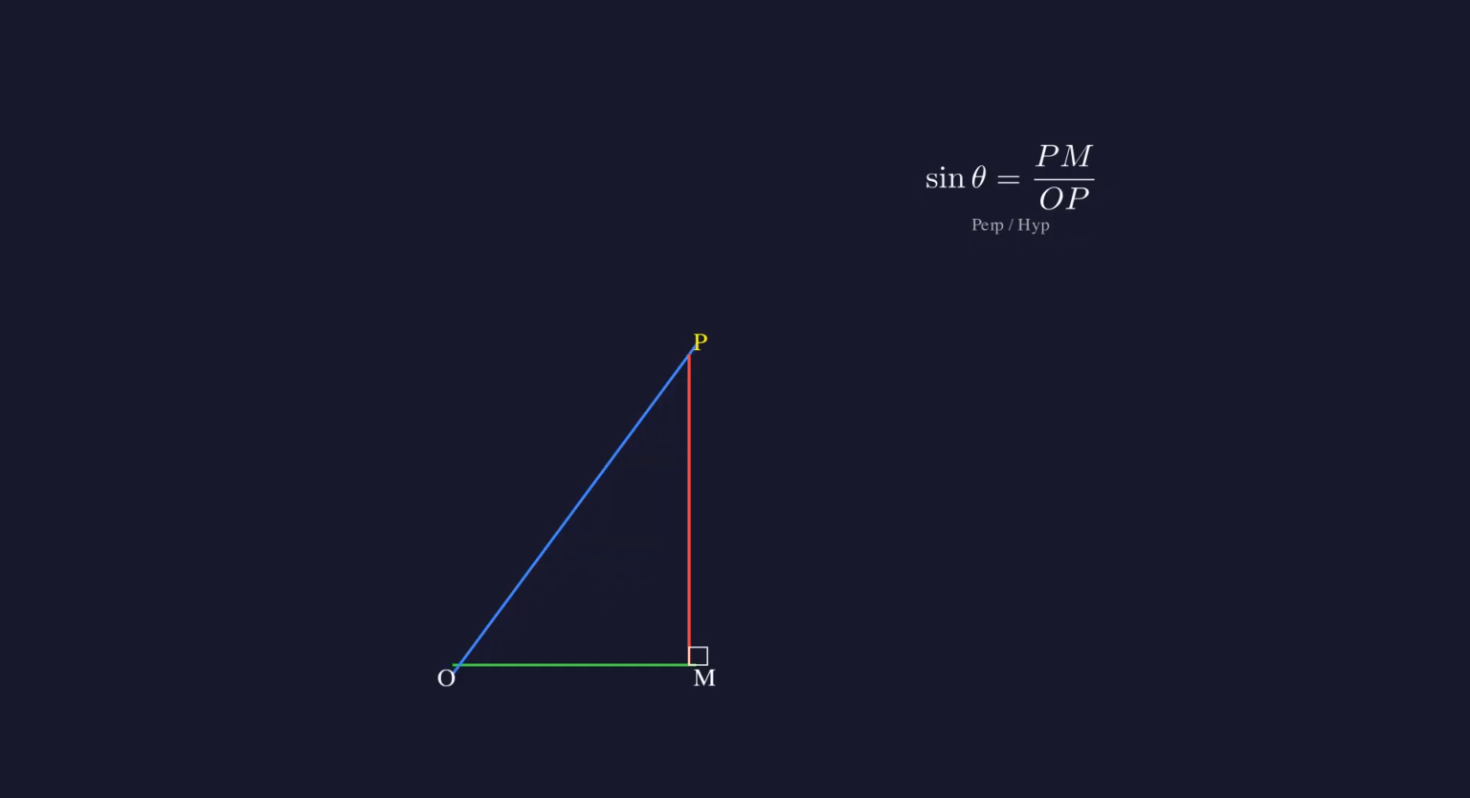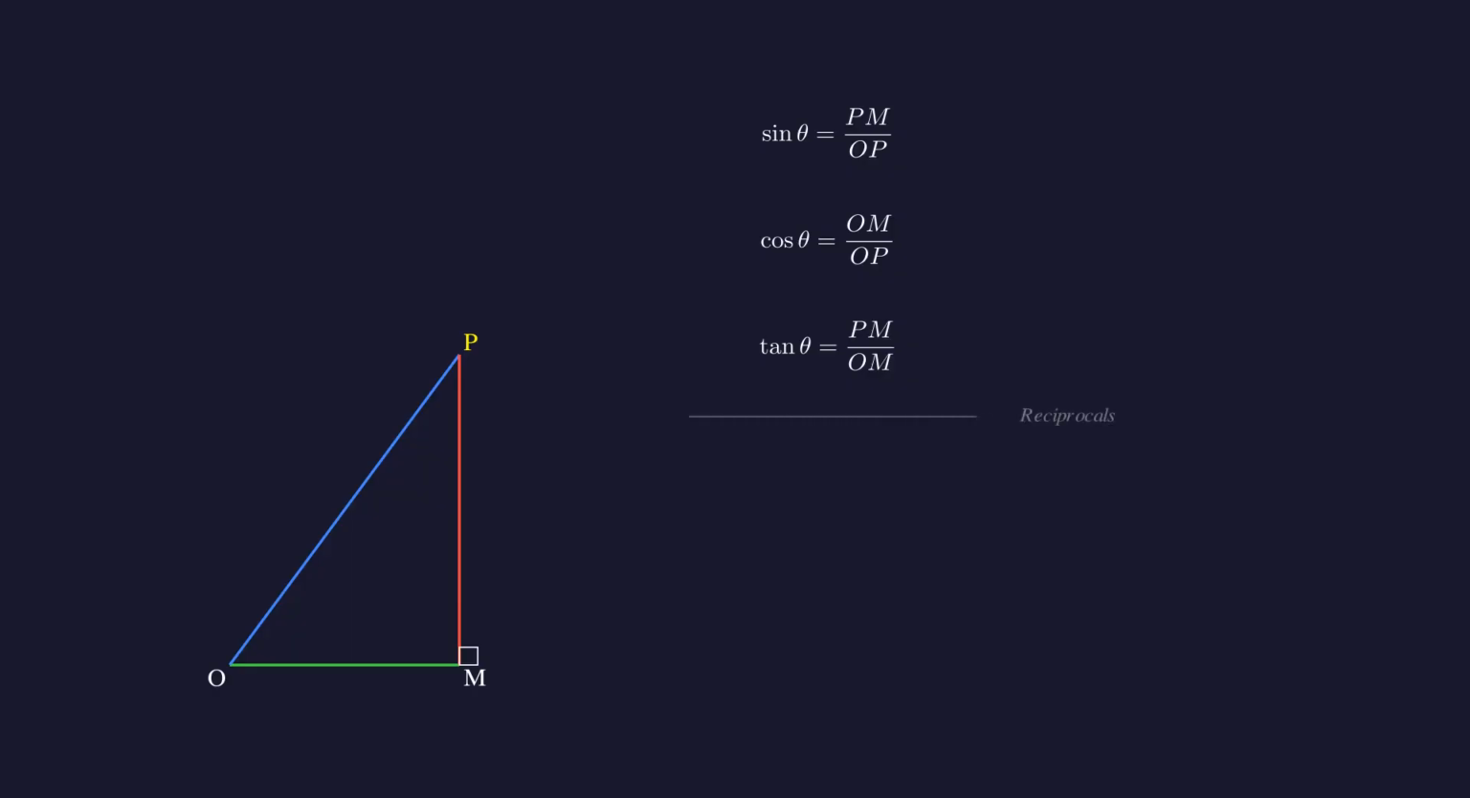Sine theta, perpendicular over hypotenuse. How tall the triangle is relative to its longest side. Cosine theta, base over hypotenuse. How wide it is. Tangent theta, perpendicular over base. The slope. How steep? Now the next 3 are just flips.